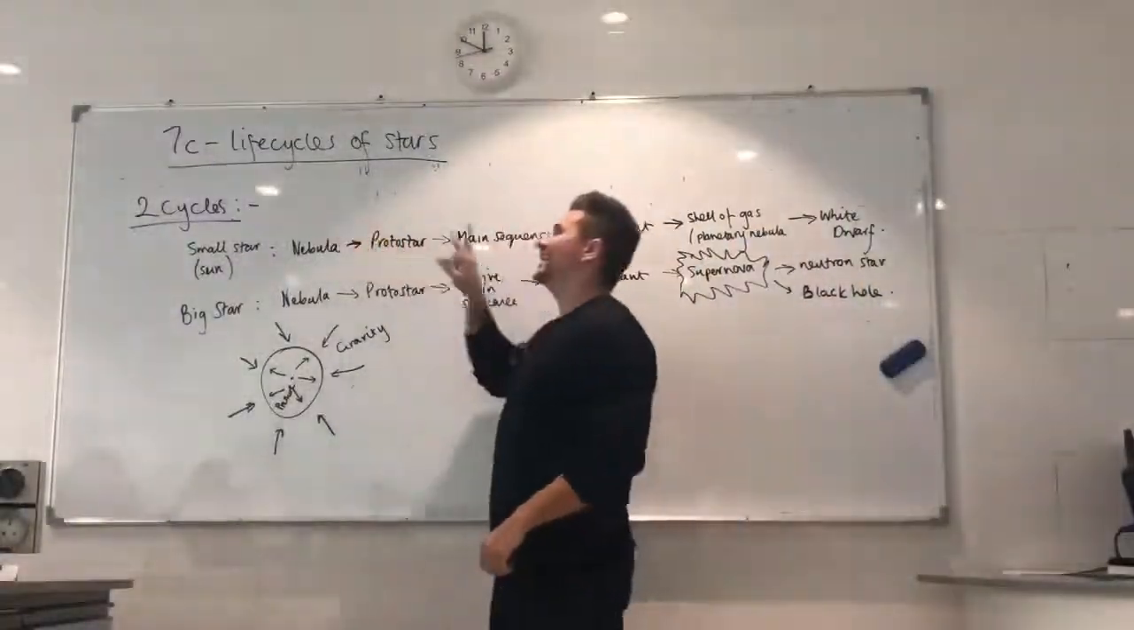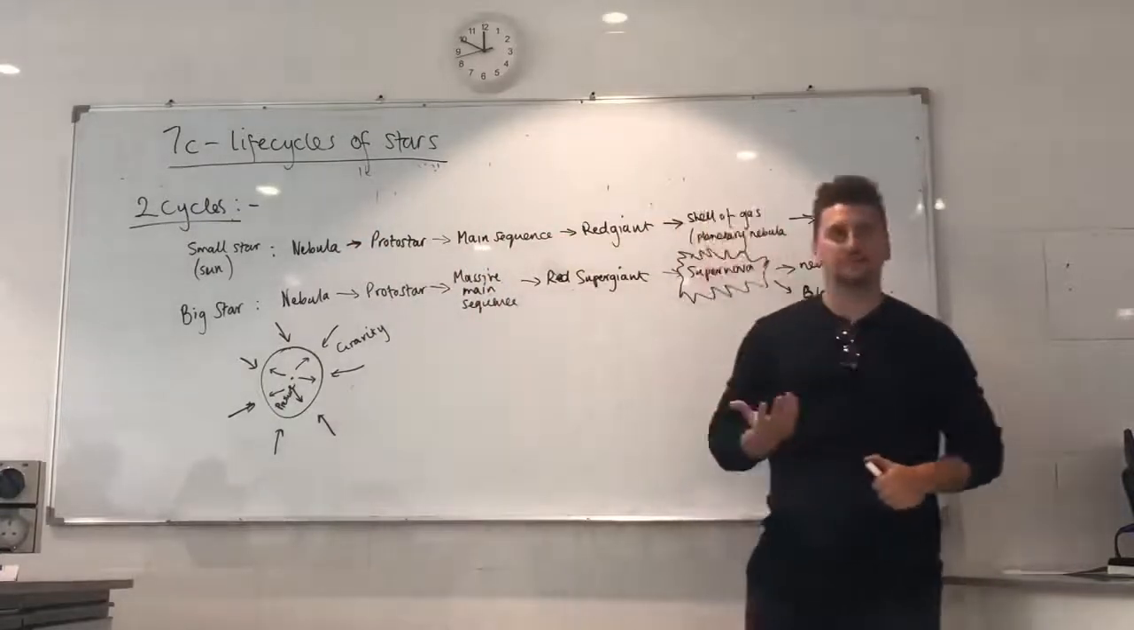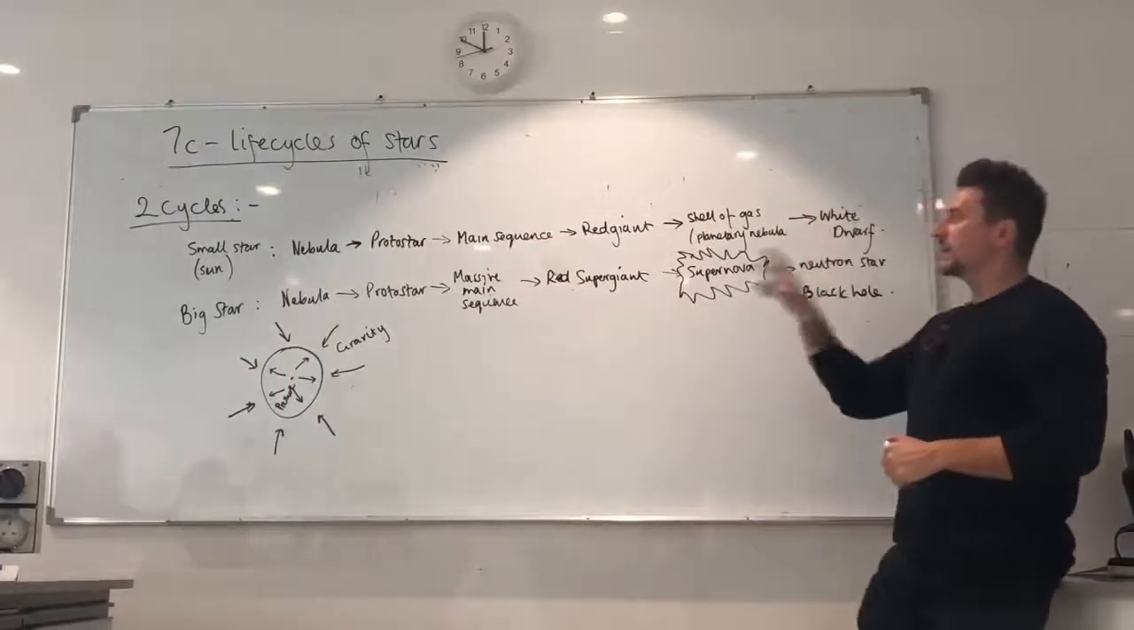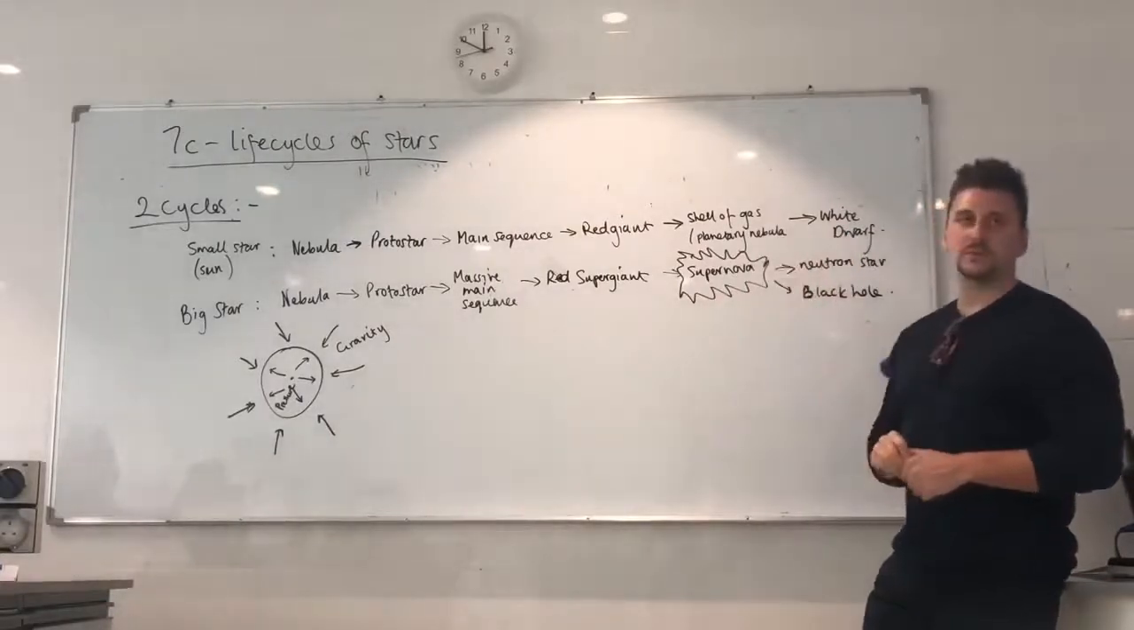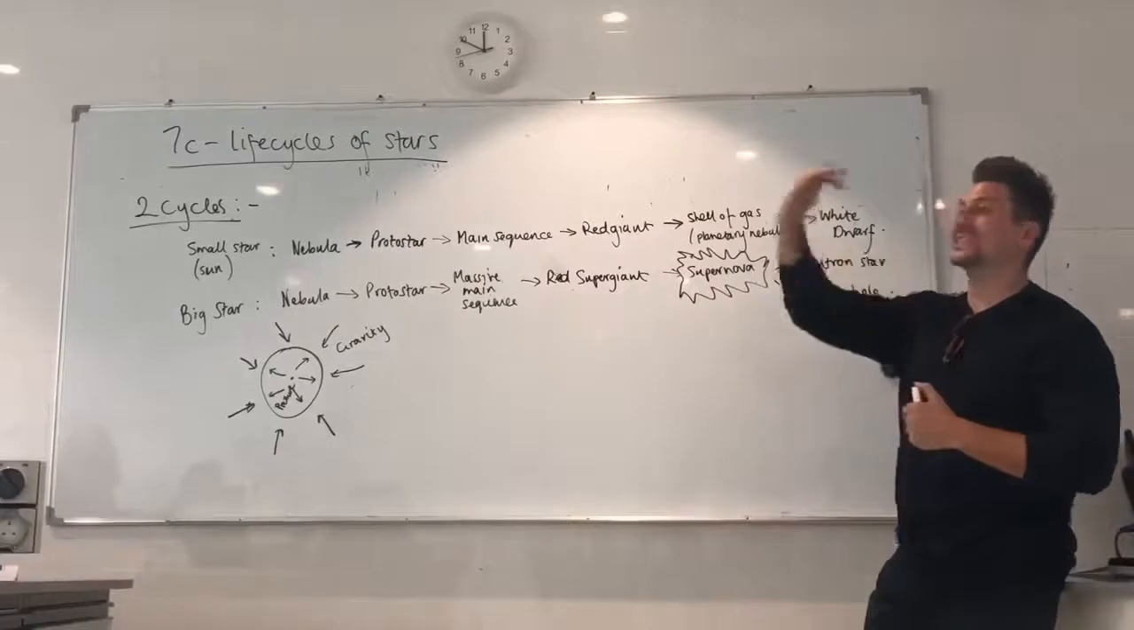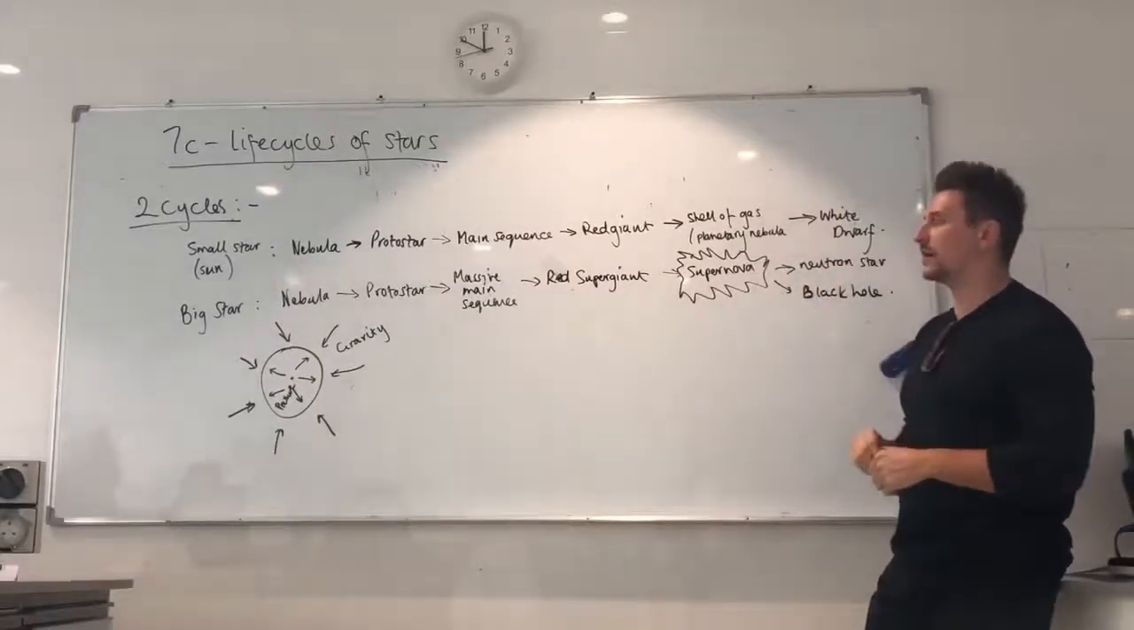There are two main life cycles for any star, all right? It's completely dependent on the size of the star when it's born. So how it starts will determine which cycle it takes, which path it takes throughout its whole life.